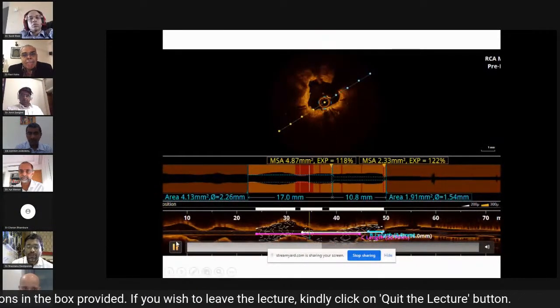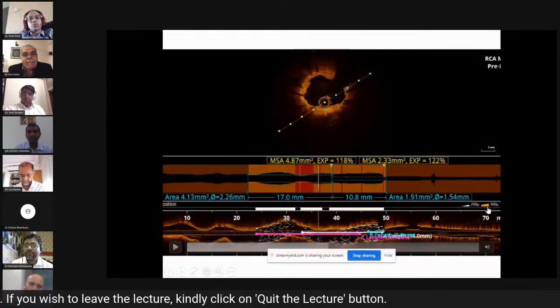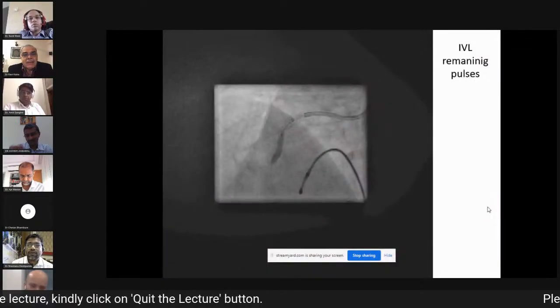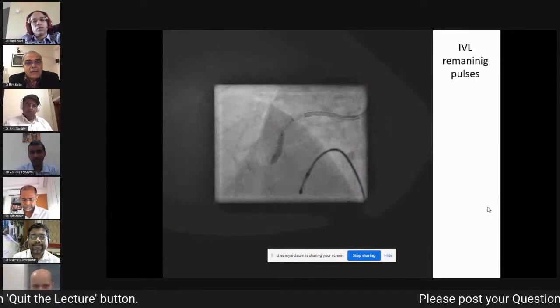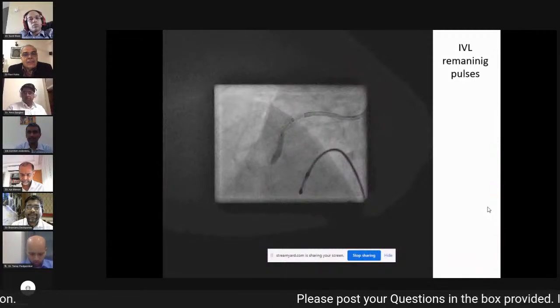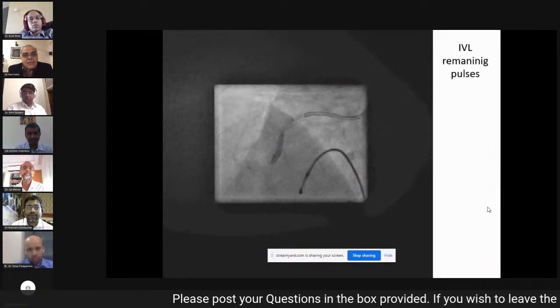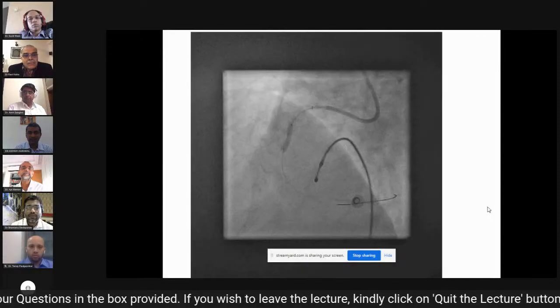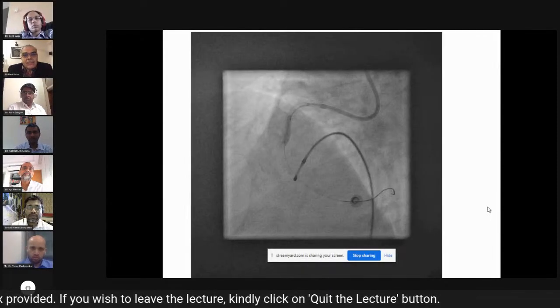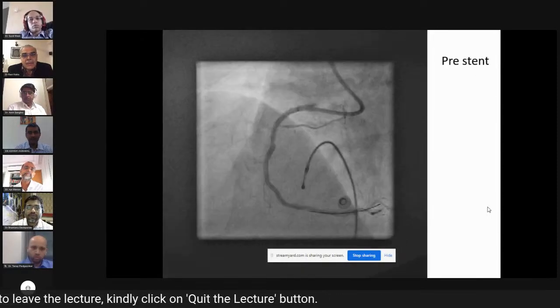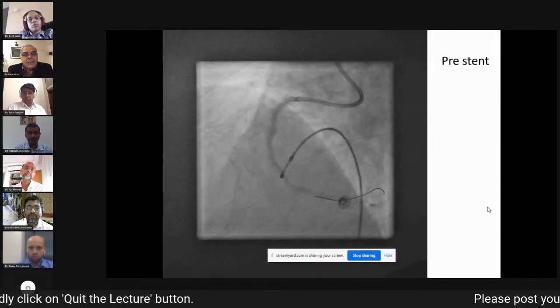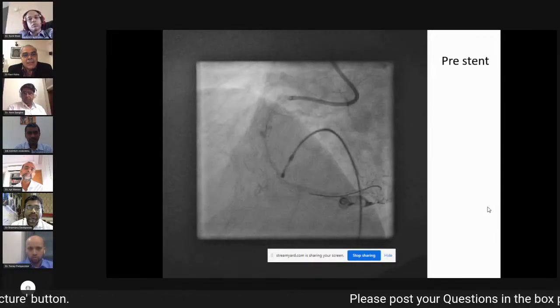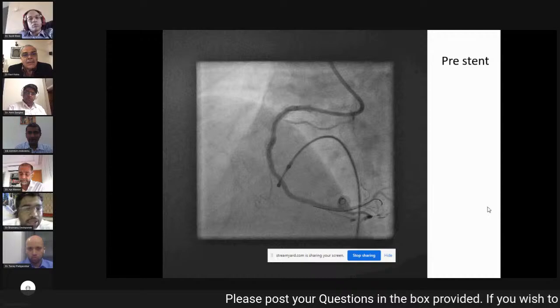Yeah. So after this, because the area was still quite narrow, even though there were calcium cracks, we again passed the IVL balloon and delivered the remaining pulses at the lesion site. Then we did dilatation with a 3.0 NC balloon at high pressures, around 20 atmospheres. This was the picture pre-stenting. Here the lesion was looking nicely expanded.